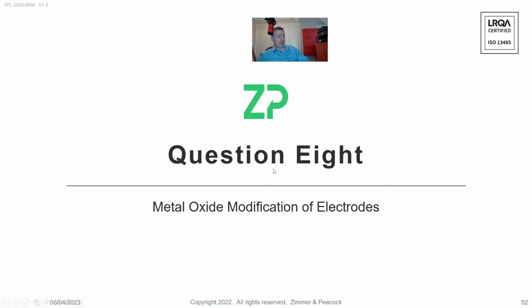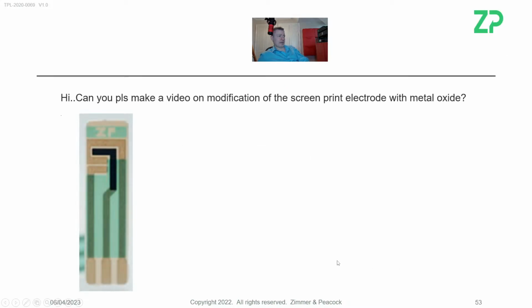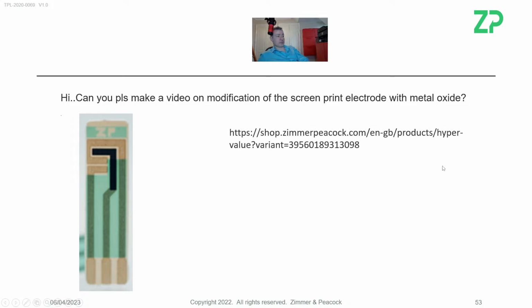So, metal oxide modification of electrodes. How do I modify my electrode with nanoparticles, for example, of metal oxide? Take your screen printed electrode, for example. This is one of ours. I'll put a link here because you can see how low cost they are if you find that link underneath the video. We literally just cast down a solution of the nanoparticles.